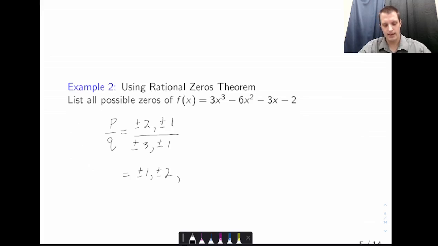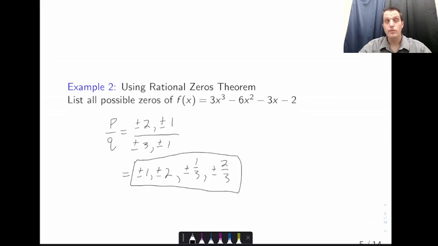But now we're going to have something else here. We're also going to have plus or minus 1/3 and plus or minus 2/3 by dividing both 1 and 2 by 3. So yes, they are possible zeros. Our p's and q's have to be integers, but that does not mean our zeros have to be integers. So here our zeros can be fractions.